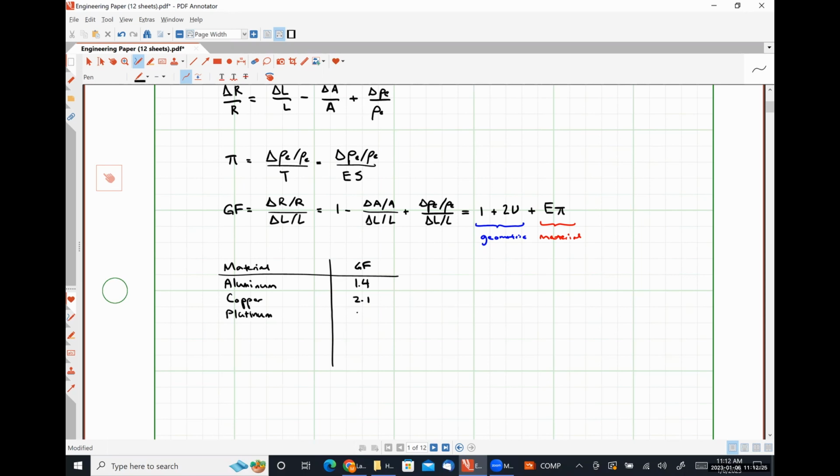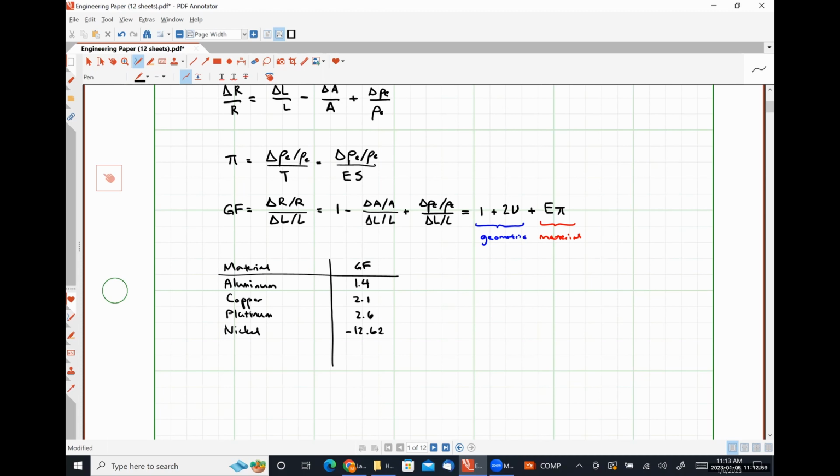Platinum, 2.6. So we're starting to see some material properties creep through. Nickel, negative 12.62. So that simply means that the resistivity goes down when we mechanically deform it, but it is a pretty appreciable change, right? So this is significantly larger in magnitude than 2. So the material properties have a lot to do with this.